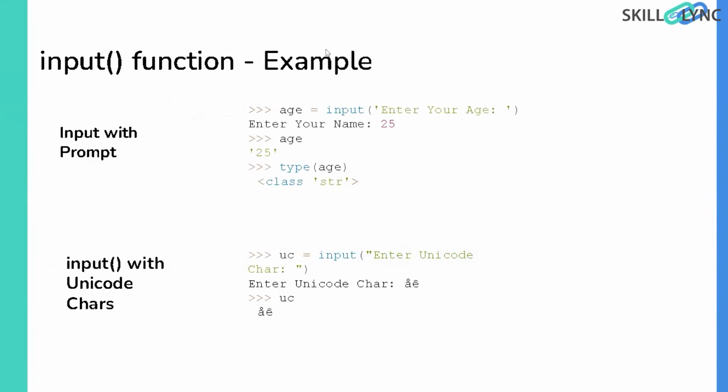So what are a few examples? Input with prompt, input with Unicode characters. Here you can see age equal to input, enter your age. When I press enter, it will ask me to define the age and I'm defining the number 25, right? And when I click on age, it will give me the value in this format. And if I write type of age, I can know what the data type of this particular age is. Here you can see that it is in the format of string, which we just discussed. Or you can also use a Unicode character, enter Unicode character, and define it using your inputs.